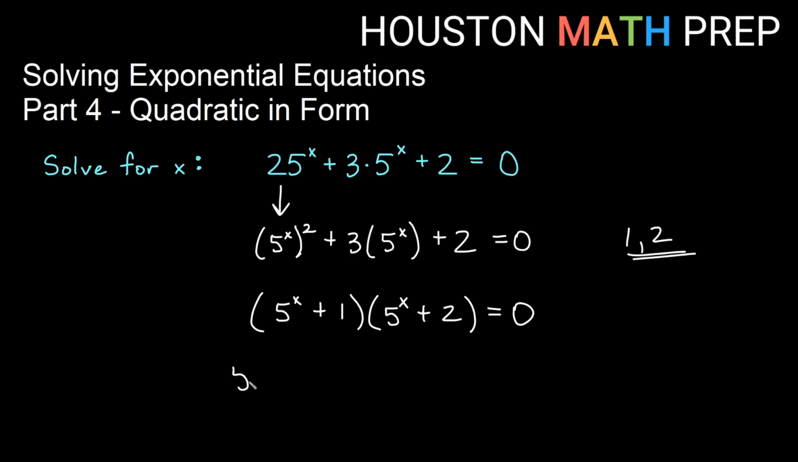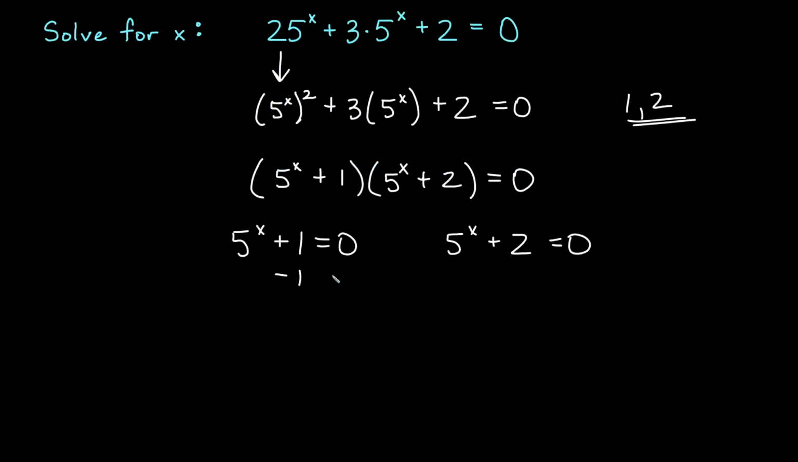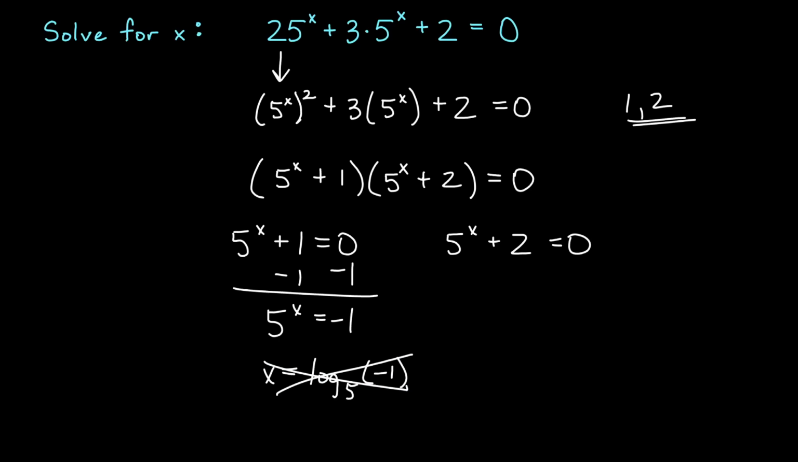We set each of these factors equal to 0, just like we did before, so we get 5^x + 1 = 0 and 5^x + 2 = 0. Now, a funny thing happens for both of these. If I subtract 1 here, then I get an exponential equals a negative, and I know that's not okay. If I change it to logarithm form, take the log base 5 of both sides, I get x = log base 5 of negative 1, and that also tells me that's not okay. We can't take logs of negative numbers. We can only take logs of positive numbers. So that equation doesn't provide an answer for us.